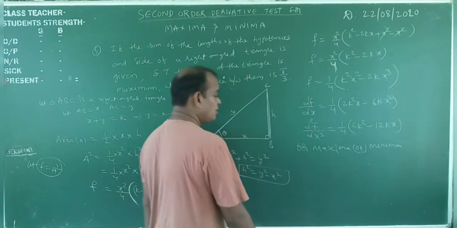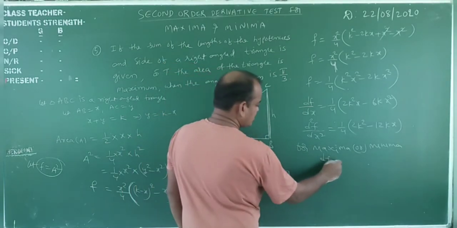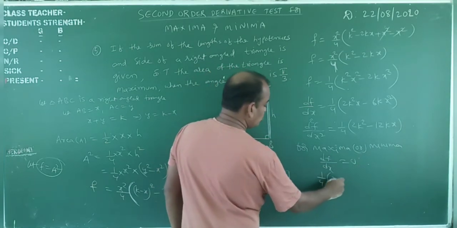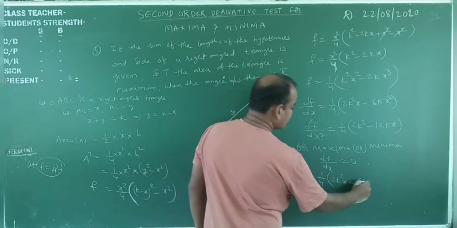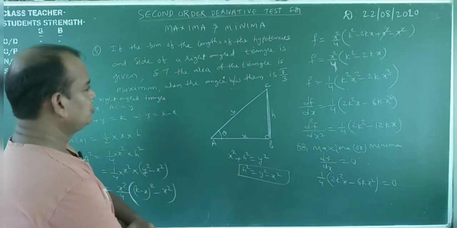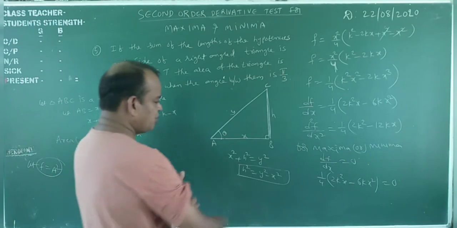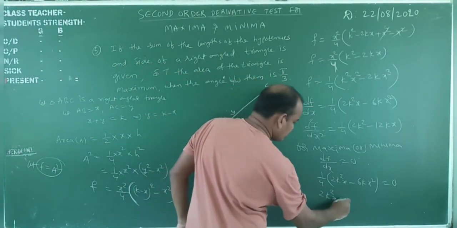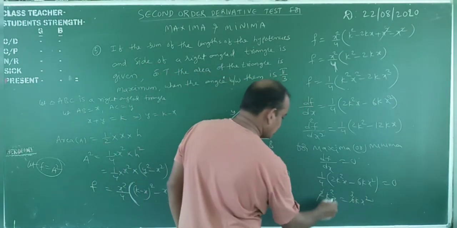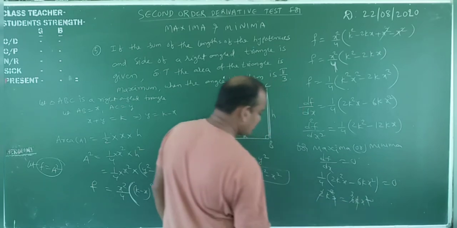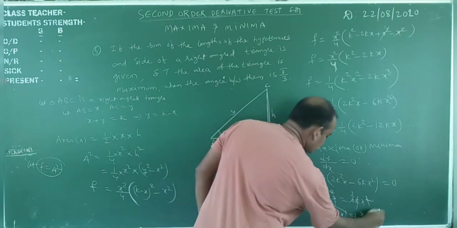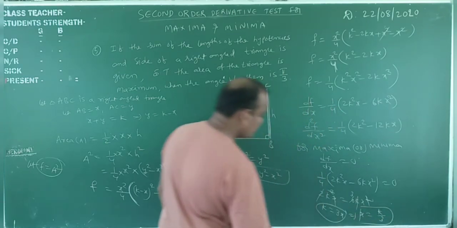For maxima or minima, df by dx is equal to 0 for critical points. So 1 by 4 into (2k square x minus 6k x square) is 0. Since 1 by 4 is not 0, 2k square x is equal to 6k x square. K cancels, x cancels, so k is equal to 3x. Therefore x is equal to k by 3.